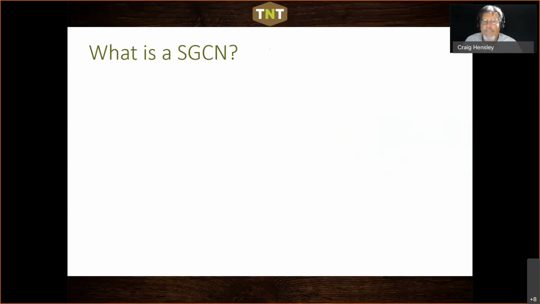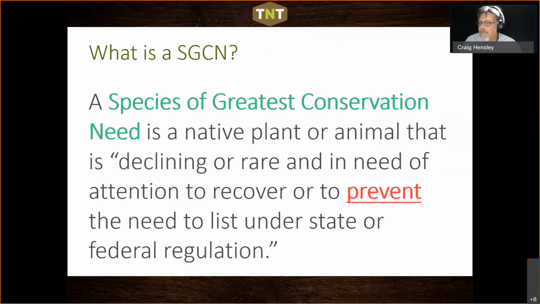Just so you know. So what is an SGCN? An SGCN is a species of greatest conservation need. It's a native plant or animal that's declining or rare and in need of some kind of attention to recover or to prevent the need to list under state or federal regulation. So the idea is to identify what species are suffering, and then we can pour resources into that species to find out what's going on, what steps we can take to bring that species back. And the idea is to not get things put on the federal or state threatened or endangered species lists.